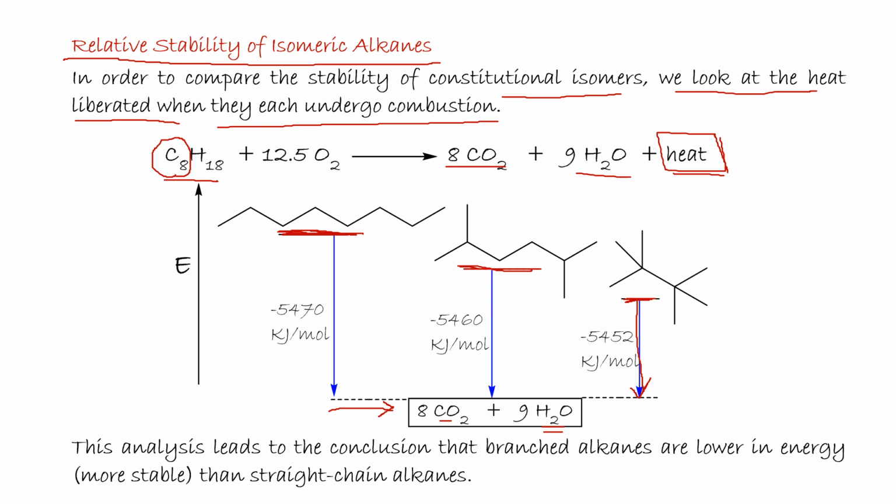We will find here from the experimental data that octane, normal octane, releases higher energy than the more substituted alkane, 2,2,3,3-tetramethylbutane. So the more branched, the more stable. The more branched, the more stable.